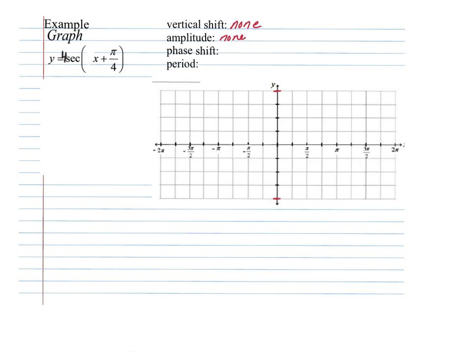Phase shift, we do have a phase shift, so it's going to be negative pi over 4 to the left. And we have no frequency, so that means we're going to have 2 pi as our period.